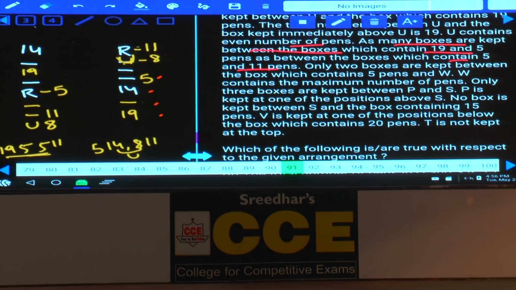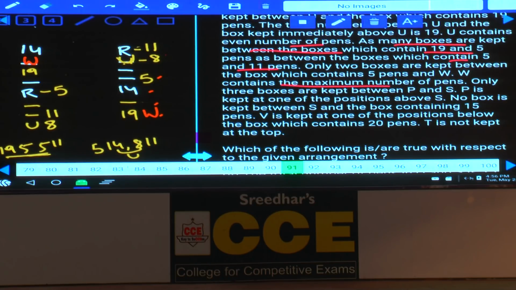As 7 were there, between 5 and W there must be exactly 2, 1, 2. Hence W must be 19. There are 2 boxes in between 5 and W. And here 1, 2, W must be here, isn't it? W is here. Then if W is here, and W contains the maximum number of pens.